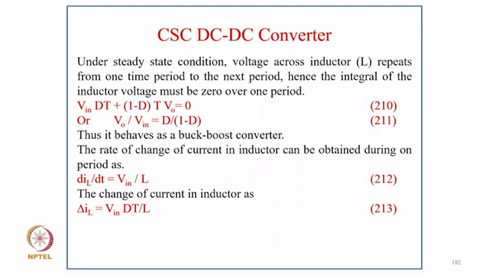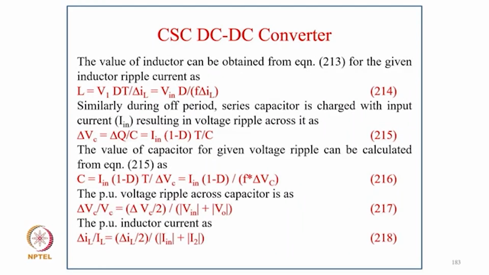The rate of change of the current in the inductor can be obtained during the on period: dIL upon dt equal to Vin upon L, or the change can be delta IL equal to Vin dt upon L, and the value of inductor can be obtained from this for a given ripple. So L equal to Vin dt upon delta IL, or Vin d upon F delta IL.